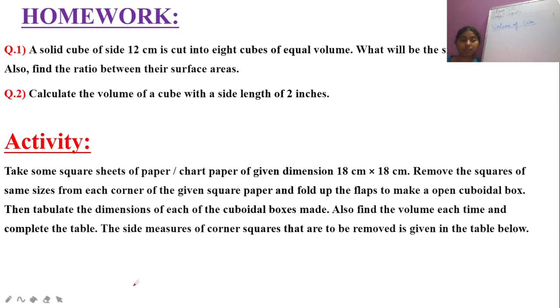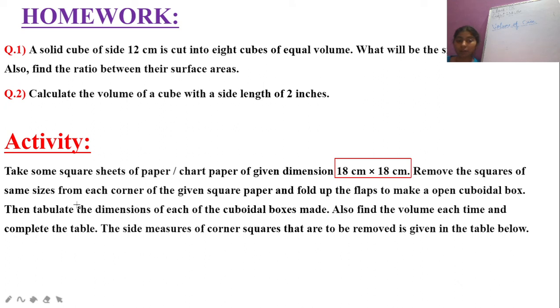So now students, it's homework. 2 questions are there. Read the statement properly, then you will understand what we are going to find out. Okay, and lastly we have an activity in which you have to take a square sheet of paper or a chart paper. You know that this is a square, right?